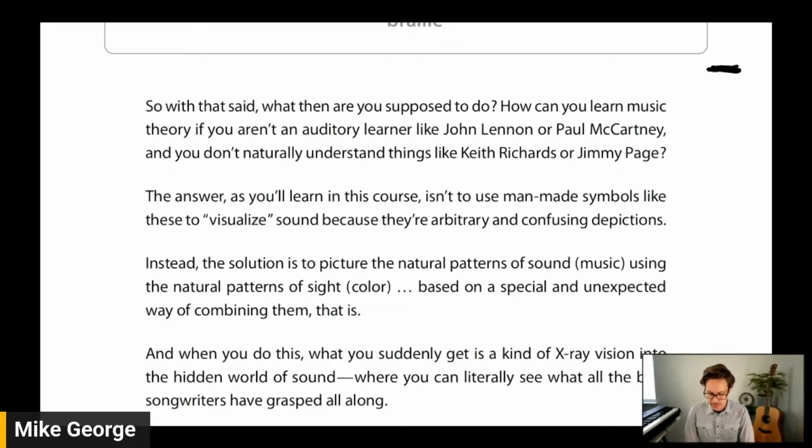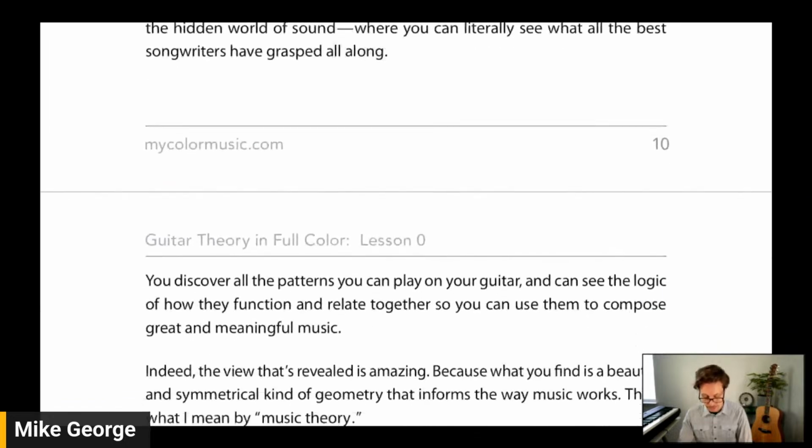The answer, as you'll learn in this course, isn't to use man-made symbols like these to visualize sound because they're arbitrary and confusing depictions. Instead, the solution is to picture the natural patterns of sound, that is music, using the natural patterns of sight, color, based on a special and unexpected way of combining them, that is. And when you do this, what you suddenly get is a kind of X-ray vision into the hidden world of sound, where you can literally see what all the best songwriters have grasped all along.